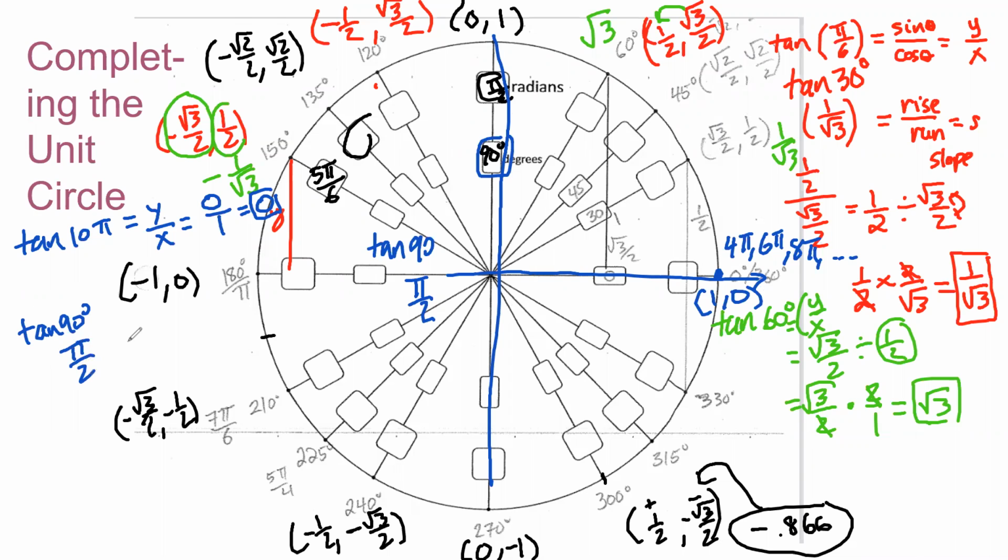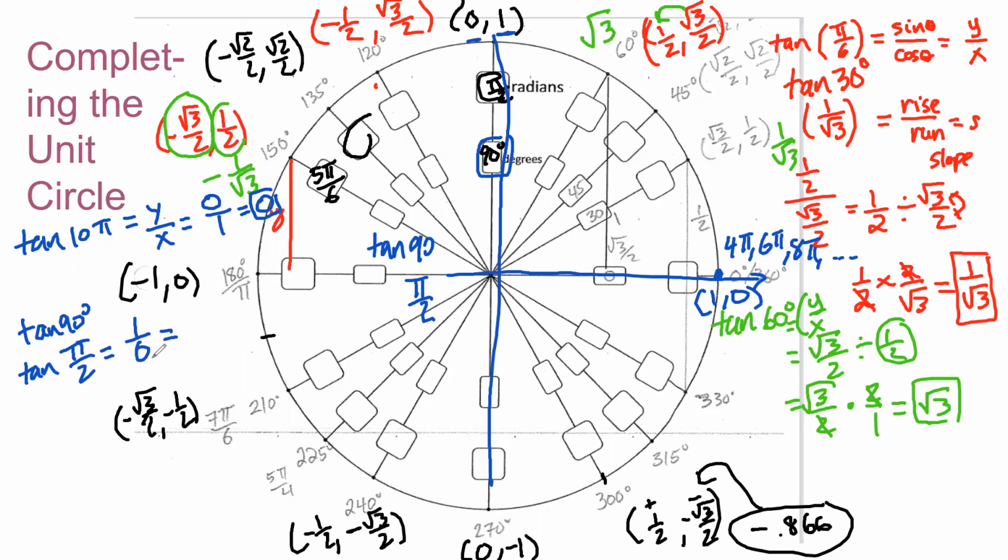Pi over 2. If I want to find the tangent of pi over 2, I put my calculator in radian mode, but I don't want to use my calculator. If you put this in your calculator, it should give you some kind of error, right? Because I'm going to do y divided by x, 1 divided by 0. Never leave your answer like this. You have to tell me you know what this means. What is 1 divided by 0?